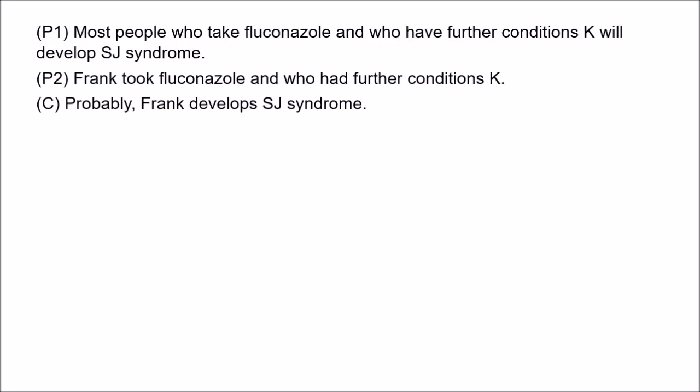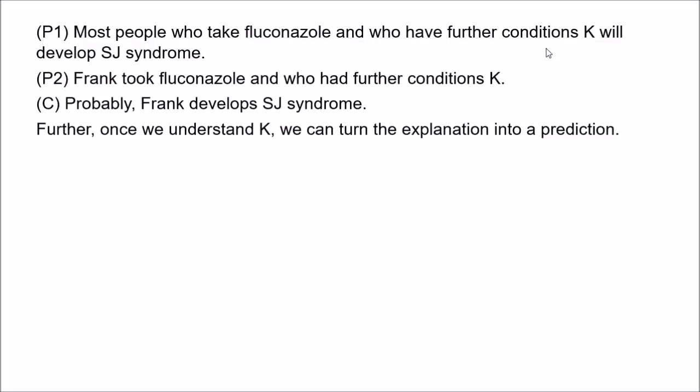Obviously, this isn't a complete explanation, but it's kind of good enough because that sort of expresses what we know and points us in the direction of where to do further research. And of course, this also answers the symmetry problem. Once we understand these further conditions K, we can use them to make reliable predictions. And this seems fairly intuitive. If we knew enough about human biology and we had a good understanding of every individual body, we would be able to predict when fluconazole would cause Stevens-Johnson syndrome. So it's still the case that all good explanations can be turned into predictions.